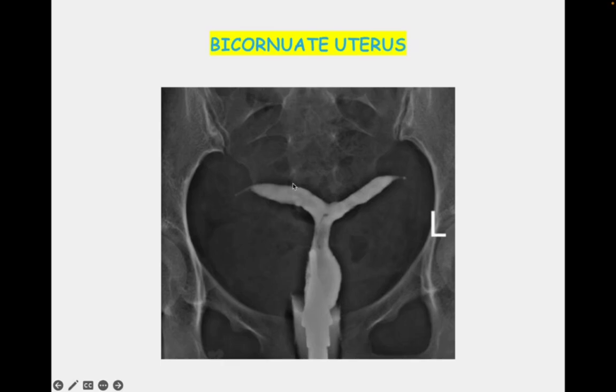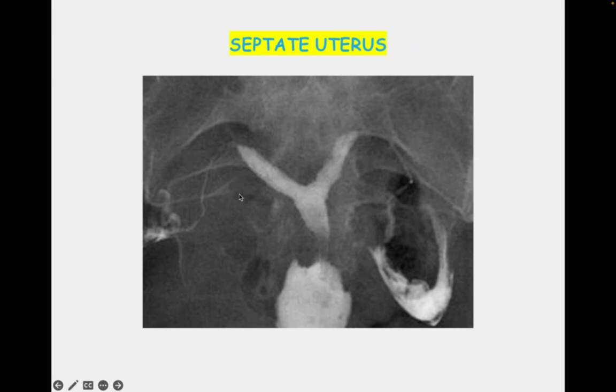A septate or bicornuate uterus can only be made out on 3D ultrasound, or if we are simultaneously doing laparoscopy. That is the only way we can make out. These days, because 3D ultrasounds have come, we need not do invasive procedures like laparoscopy. With 3D ultrasound you can easily make out whether this is a bicornuate or a septate uterus.